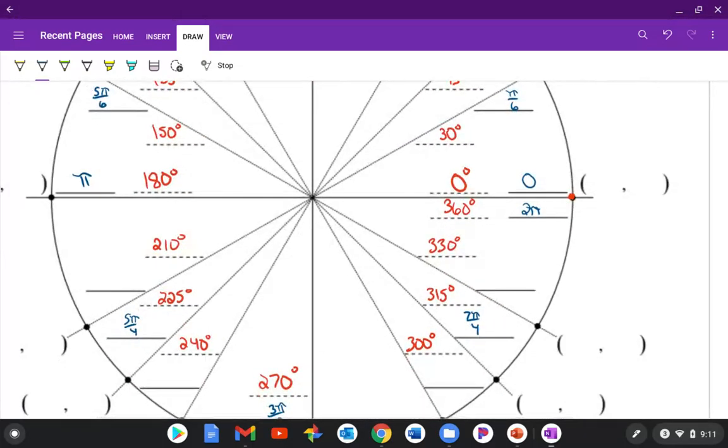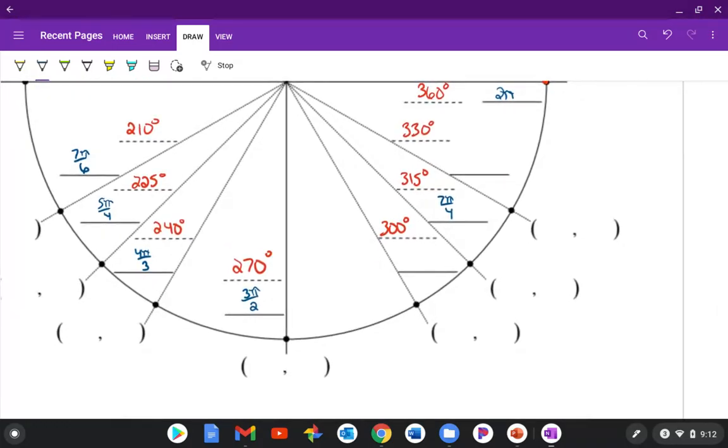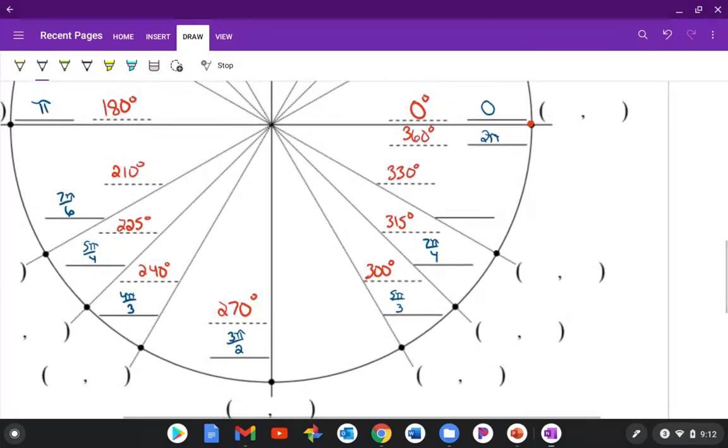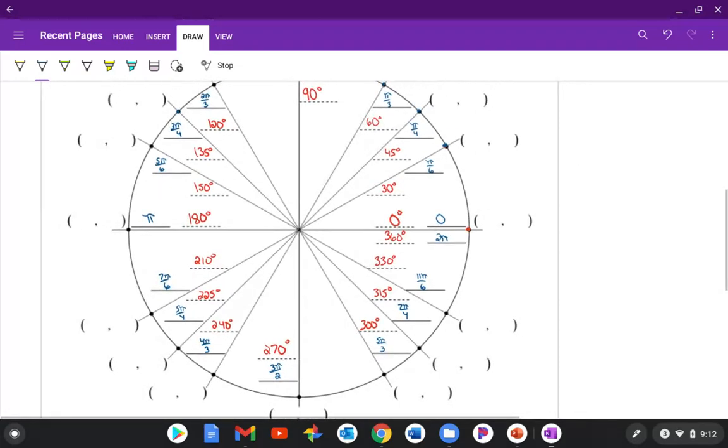Then we have 7 pi over 6. Next one will be 8 pi over 6. But 8 pi over 6 reduces to 4 pi over 3. Then we got 9 pi over 6, which reduces to 3 pi over 2. 10 pi over 6, that reduces to 5 pi over 3. And then 11 pi over 6 can't be reduced. And then 12 pi over 6, which is 2 pi. So again, you can start to identify the patterns here. You can see how you could complete this on your own.